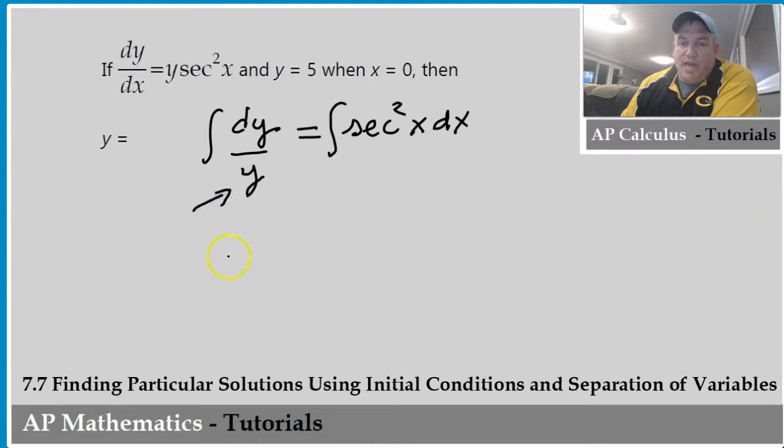Okay, so we have the natural log of the absolute value of y is going to equal, and then the antiderivative of secant squared is tangent x. And then we have our little plus c.